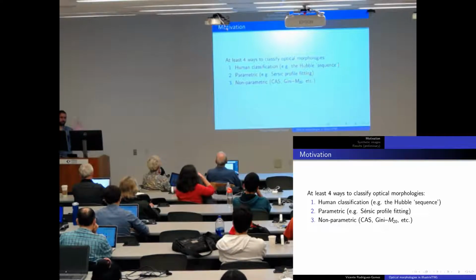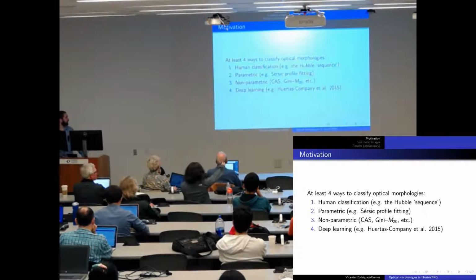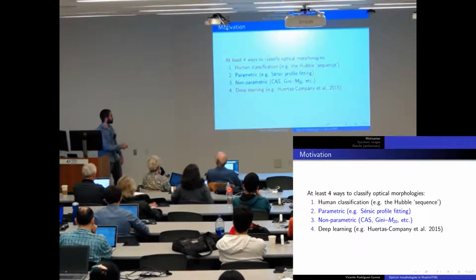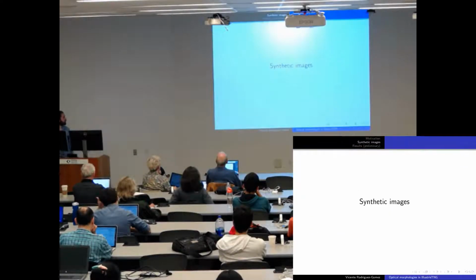Non-parametric, like concentration, asymmetry. The idea is that you don't have to do any kind of fitting, so that's an advantage. And I would say that deep learning is, at least in terms of technique, a completely different thing. This is the kind of stuff that Marc Huertas-Company and others are doing. But for now, I'm not planning to revolutionize how we measure morphology, so I will just focus on these two, parametric and non-parametric, and try to compare the simulations to observations.